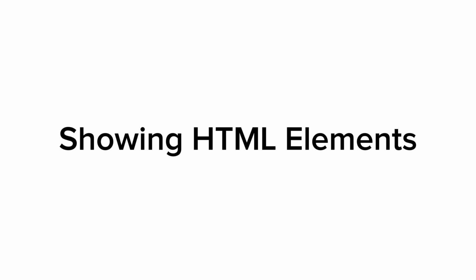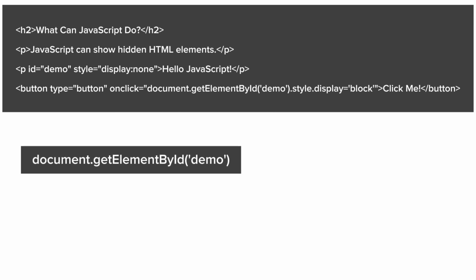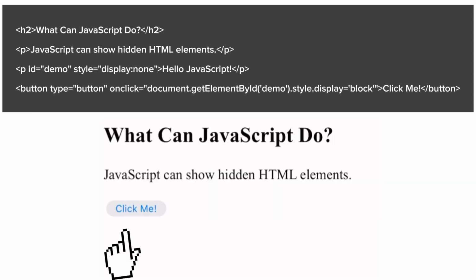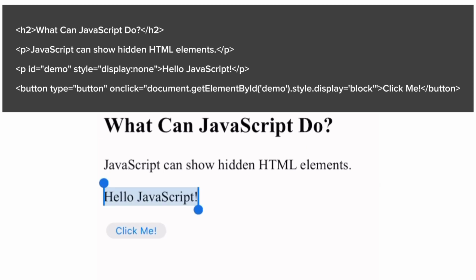JavaScript can show HTML elements that are set to hide. Let's see how. First, we get the element that we want to show. Then we add .style.display equals block, and that's it. When we run the code and click the button, we can see another p tag.